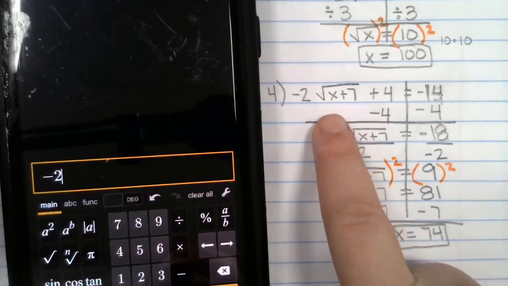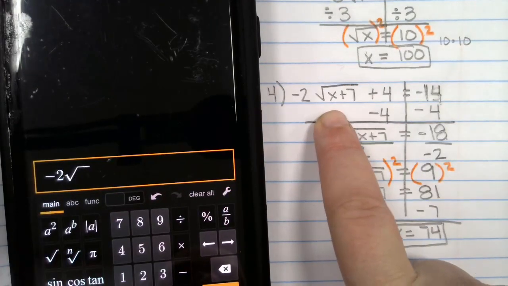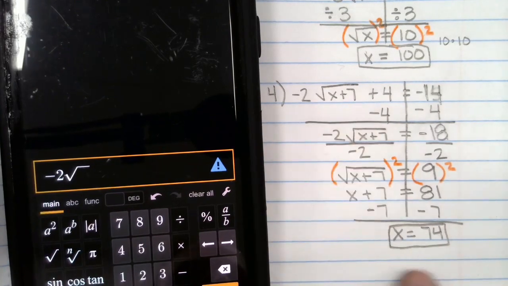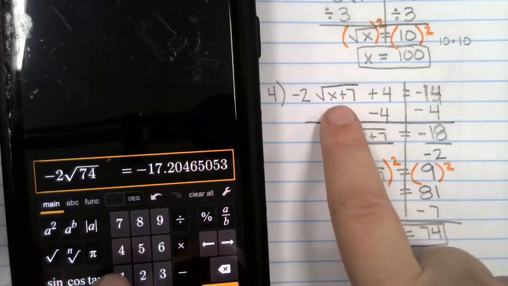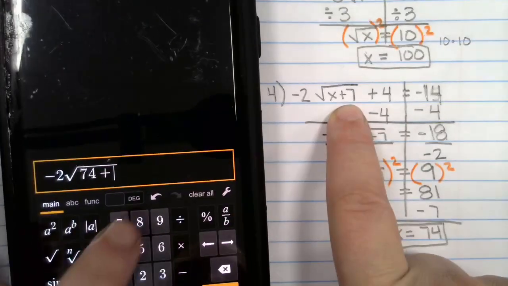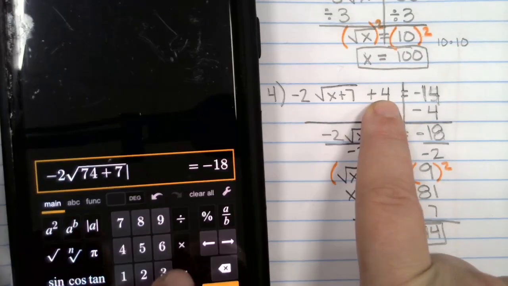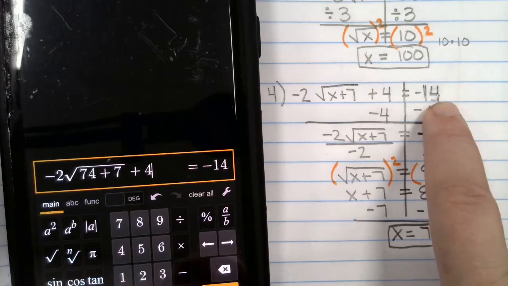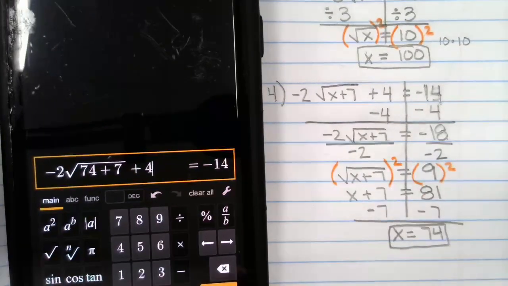So negative 2 square root of x, what was x? 74 plus 7. And then off to the side, plus 4. And what do we want our answer to be? Negative 14. Hey, we did it. Happy dance. No? No happy dances?